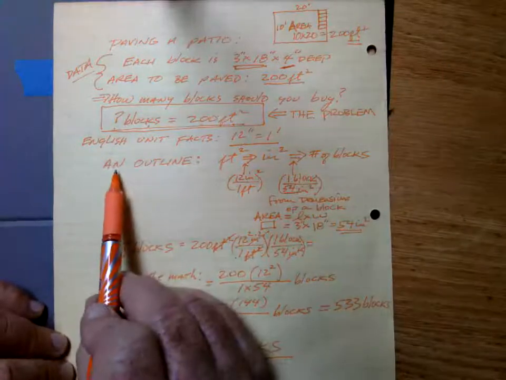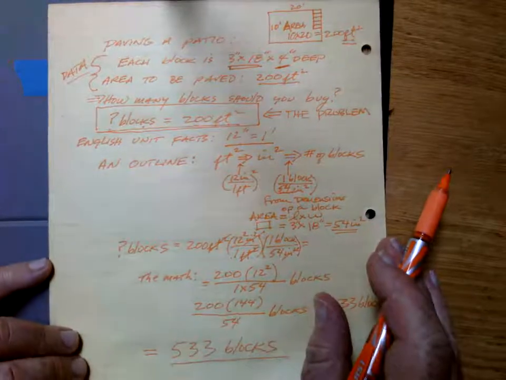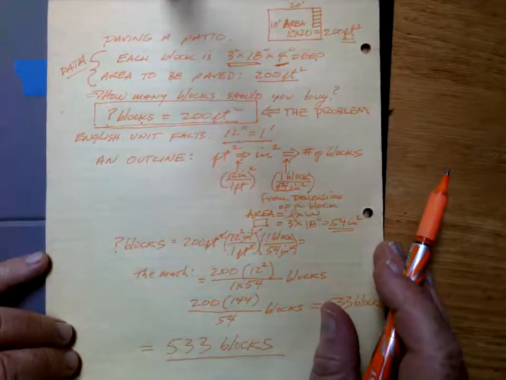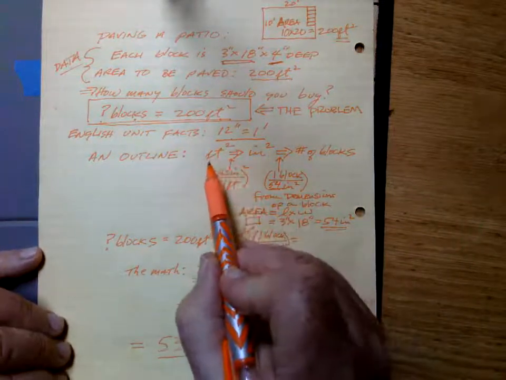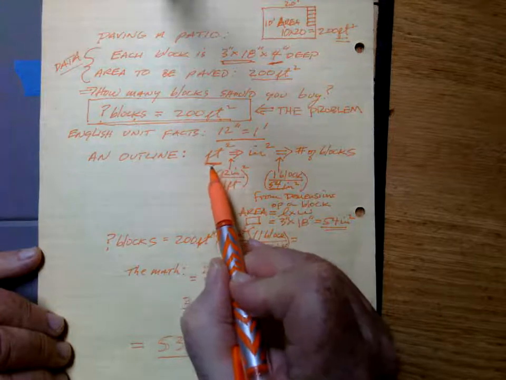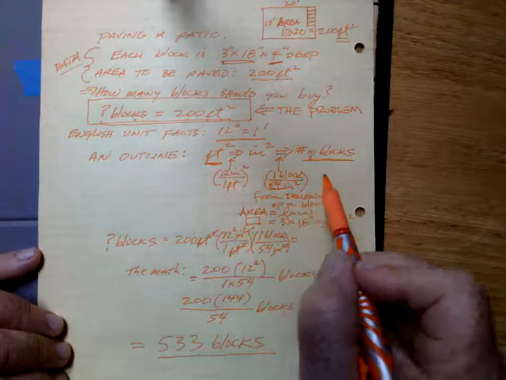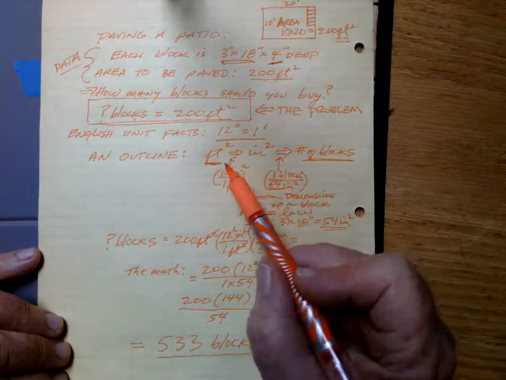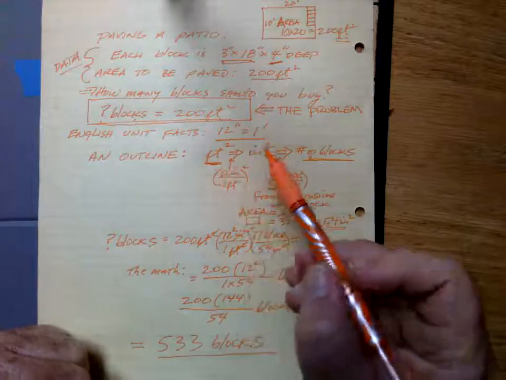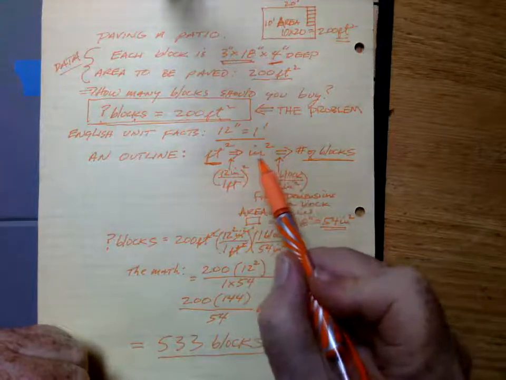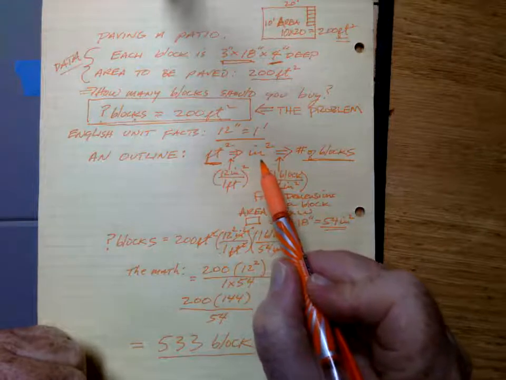All right, so here's my outline of the problem. I try to think about the problem a little bit and see what I need to do. I need to get square feet turned into the number of blocks. And the puzzle, of course, is the fact that the area in square feet seems to have nothing to do with the inch dimensions of the blocks.